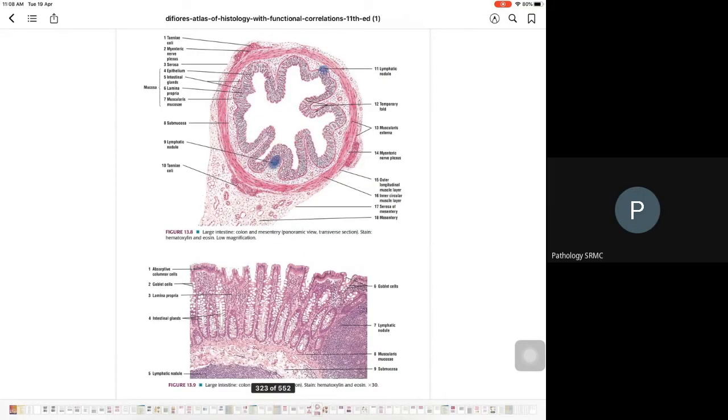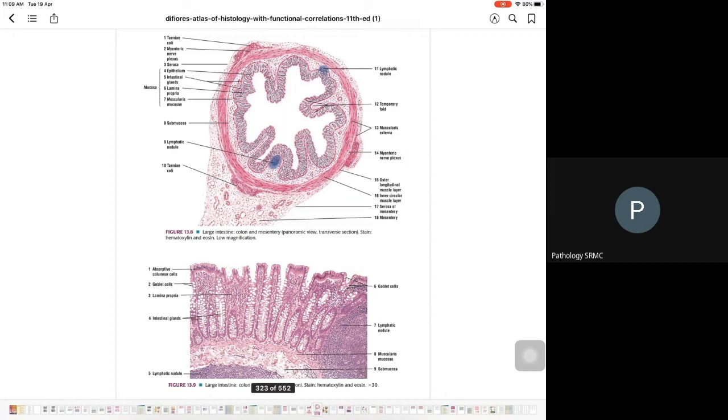Sir, large intestine, colon and mesentery, panoramic view, transverse section, stain H&E, low magnification. From the top, we have tinea coli, mesenteric nerve plexus, serosa. Then comprising the mucosa, we have epithelium, intestinal glands, lamina propria, and muscularis mucosa. Next, we have submucosa, lymphatic nodule, once again tinea coli, lymphatic nodule again, temporary fold, muscularis externa, mesenteric nerve plexus, outer longitudinal muscle layer and inner circular muscle layer, serosa, mesentery, and lastly mesentery, sir.